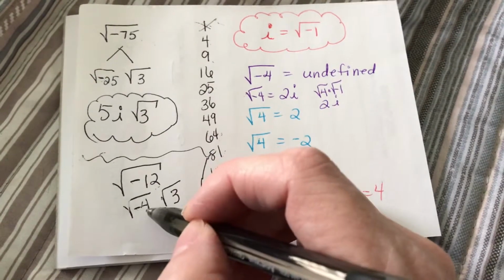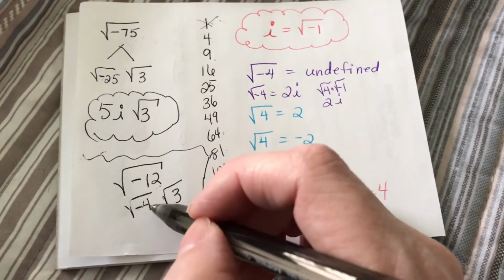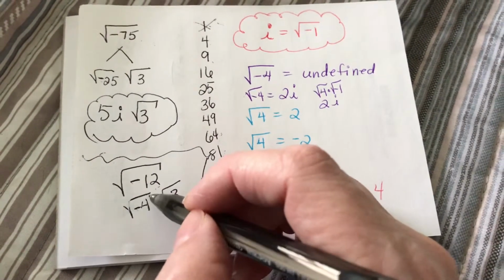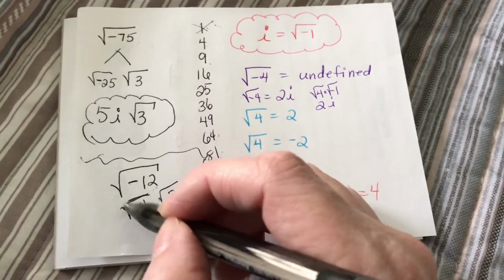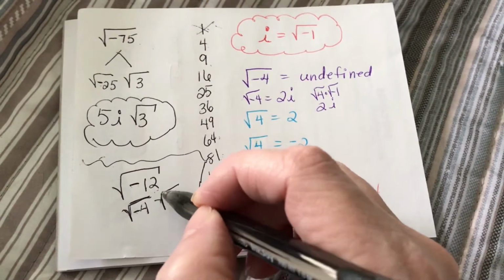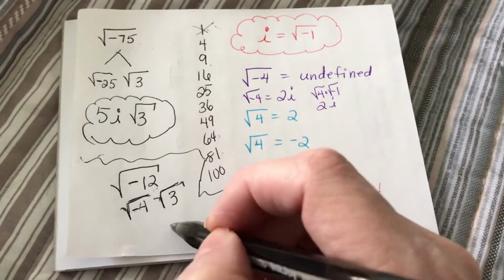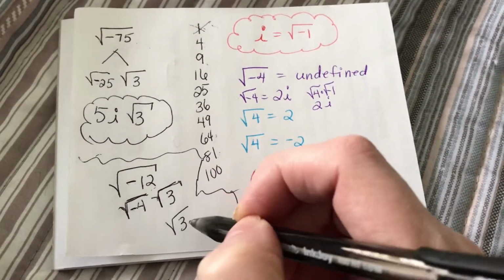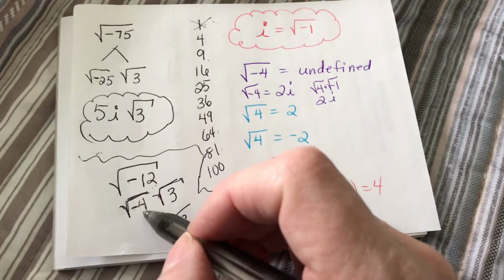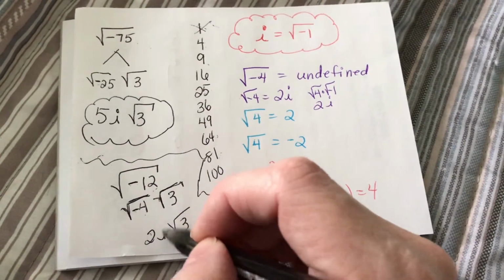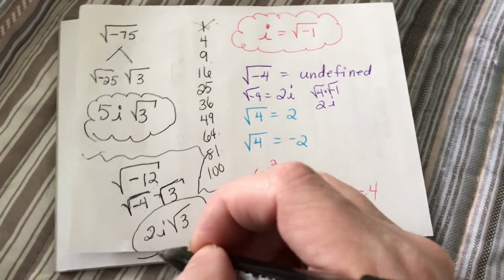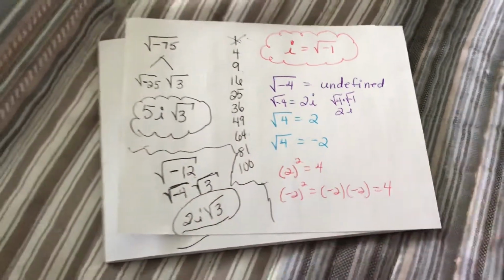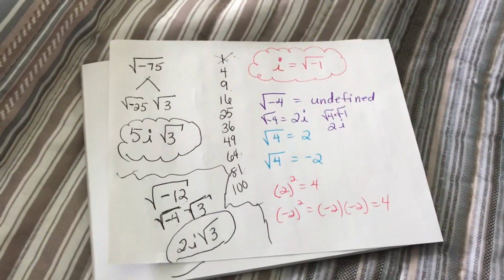And I always put it first because I'm actually going to be able to completely take the square root of this. So this little square root symbol right here will go away. This square root symbol will not. I can't take the square root of 3. It's just going to stay as the square root of 3. And then the square root of negative 4 is 2i. So my answer is, whoops, 2i square root of 3. I hope that explains that for you.